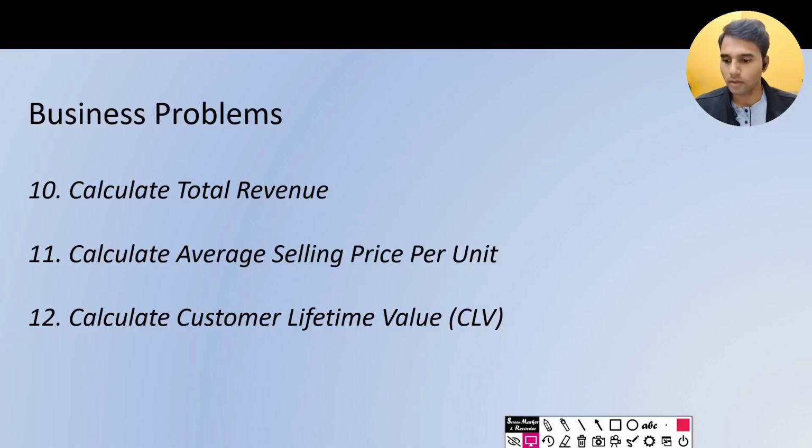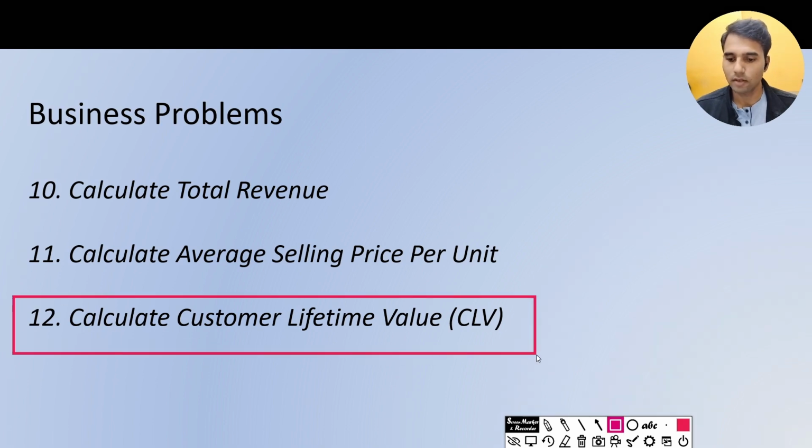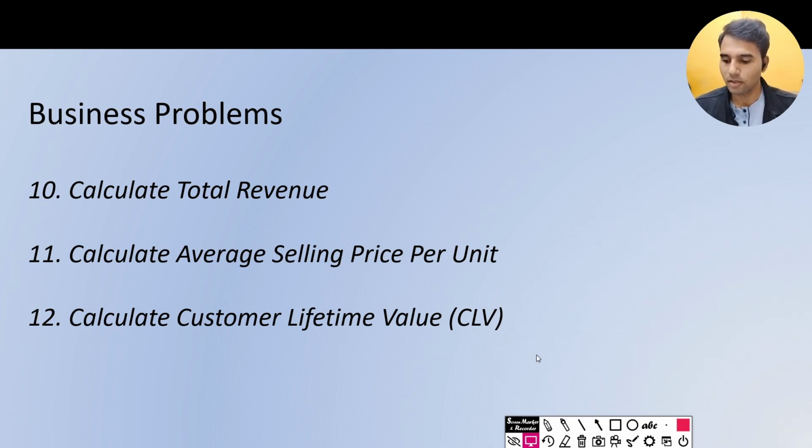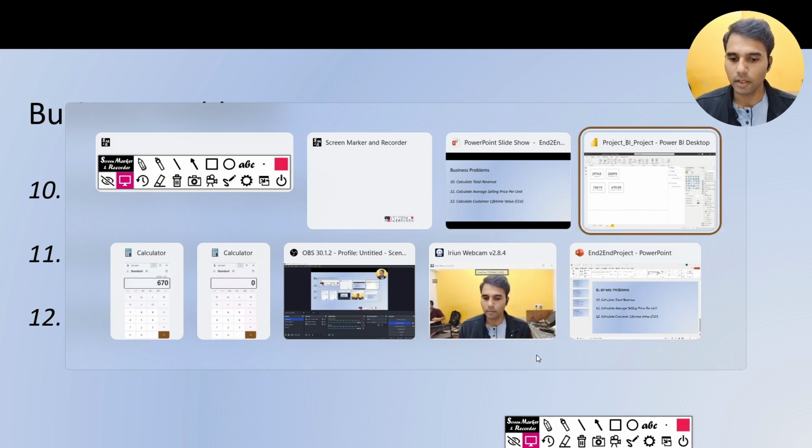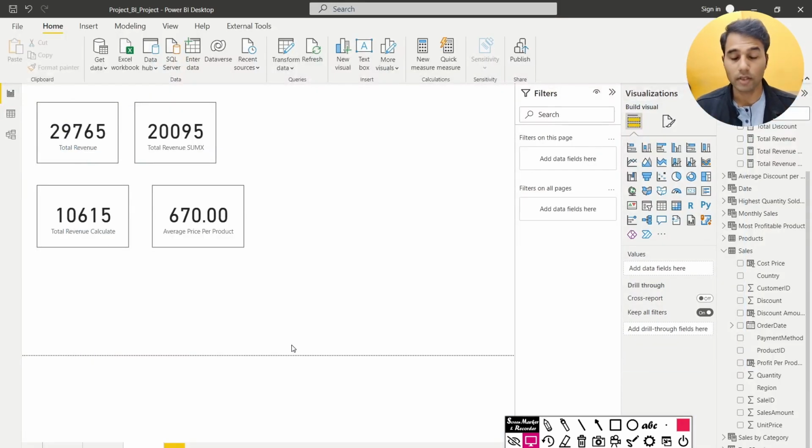Now let's move on to the last and final question in this video, which is to calculate the customer lifetime value. The customer lifetime value is nothing but, if there are 30 rows in our sales table, and one particular customer has made 5 purchases, and let's suppose in those 5 purchases, overall he has spent around 500 rupees, then for that customer, the lifetime value is going to be 500 rupees. So that's what we are going to calculate.